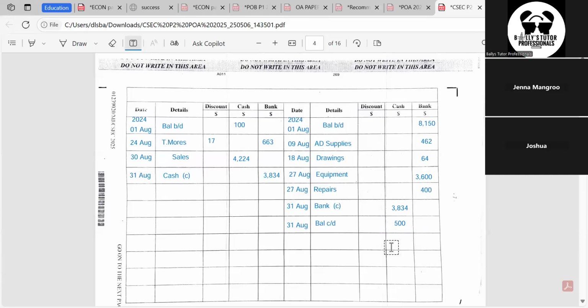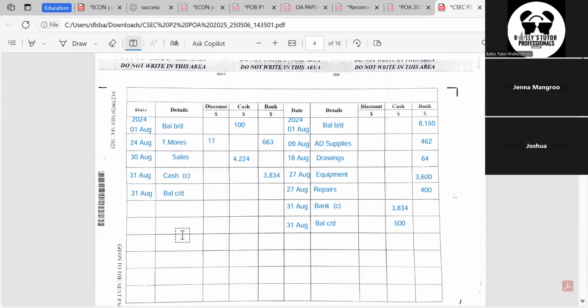Now I'm going to check which side is smaller between the debit side and the credit side for bank. Which side is smaller? The debit side, sir. Debit. All right, so go to the smaller side, to the 1st of August. Details, balance carried down. And then I put the amount, which will be the difference between both sides.